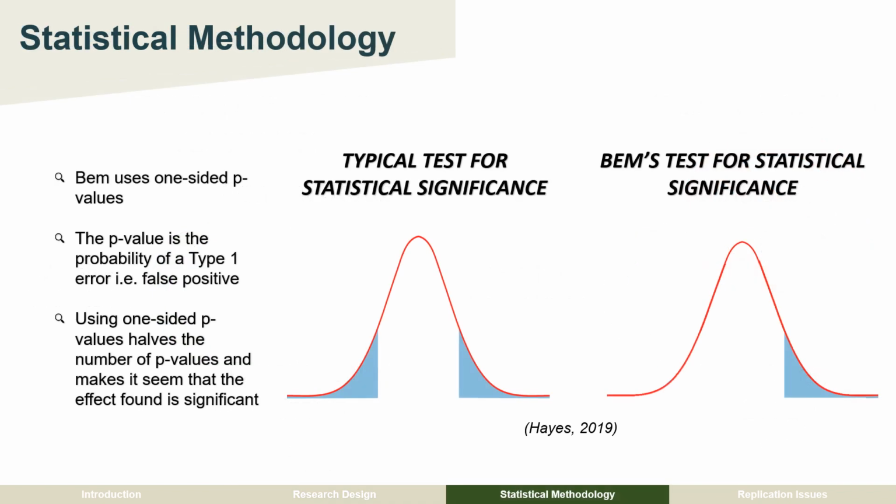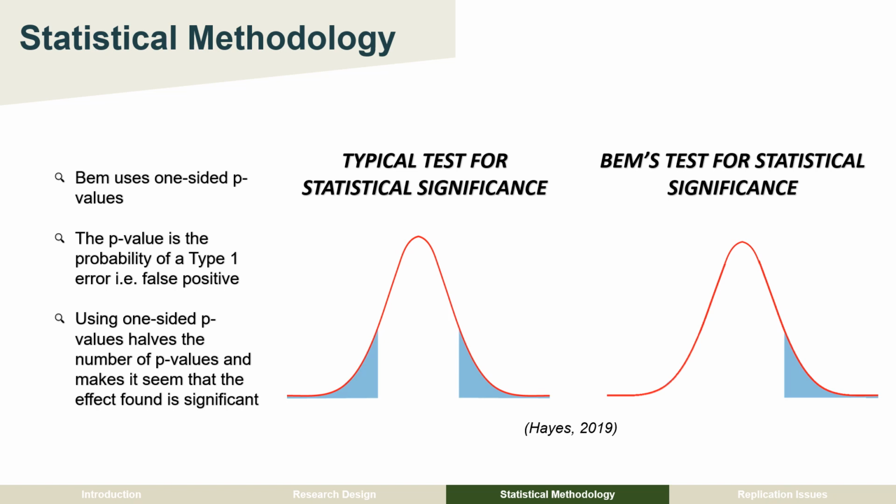A further limitation raised by Wagenmakers et al. is that Bem uses one-sided p-values. A p-value is the probability that, if the null hypothesis is true, one finds sample statistics as different or more different from what was hypothesized. The p-value is the probability of a type 1 error, i.e., a false positive. When one uses one-sided tests or p-values, one restricts the sign of the alternative hypothesis by imposing one's theoretical expectations. This halves p-values and makes it seem that the effect found is significant.